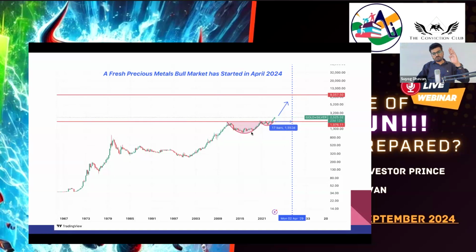Usually when a pole and flag breakout happens, it is a sign of trend continuation. If I add that total length here, it is giving me a sign that until 2029, this is the time target. I should not use the word target, you should do your own homework, but I'm just saying it from the patterns, how patterns play out. So the pattern says precious metals bull run can last till 2029.